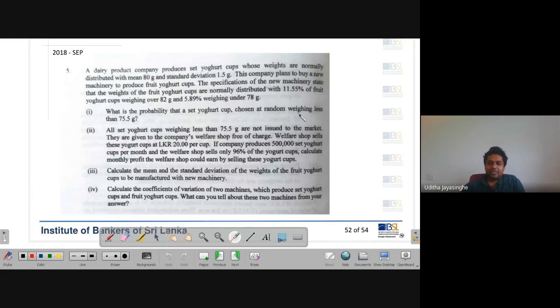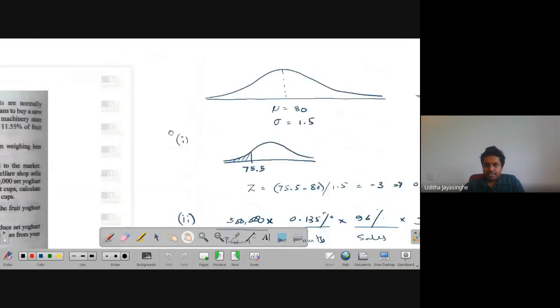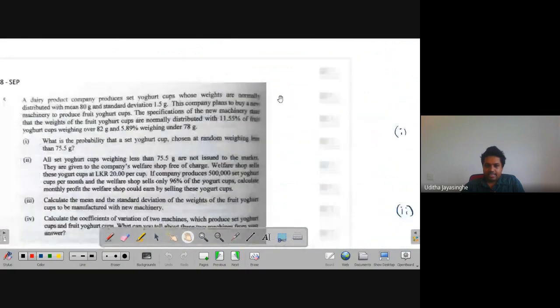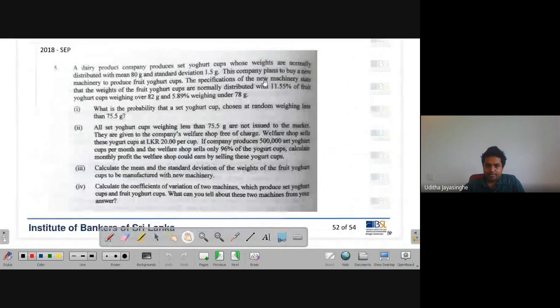Now this is a yogurt cup example. A dairy production company produces set yogurt cups whose weights are normally distributed with a mean of 80 and a standard deviation of 1.5. Again, they're discussing another machine. The company is planning to buy new machinery producing fruit yogurt cups. The specification for the new machinery states that the weights of the fruit yogurt cups are normally distributed, with 11.5% of cups weighing over 82 and 5.9% weighing under 78.